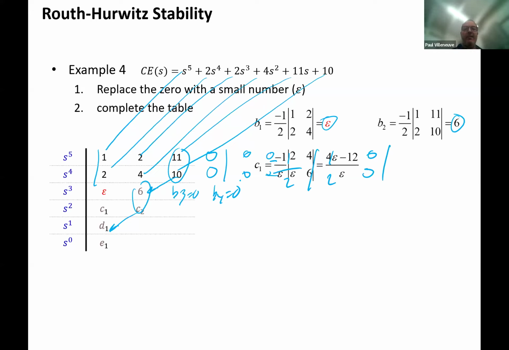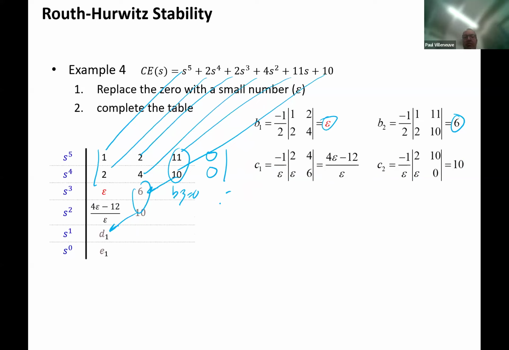Now I'm going to calculate C1 and C2 using the variable E. And let me get rid of this stuff. So C1 now becomes able to calculate, because I'm not dividing by 0. I'm dividing by a variable. It's a small number, but it's still a variable. That's my C1 term. Here's my C2 term, right? So my C2 term is just going to be the 10. Go down to my next row by substituting in.